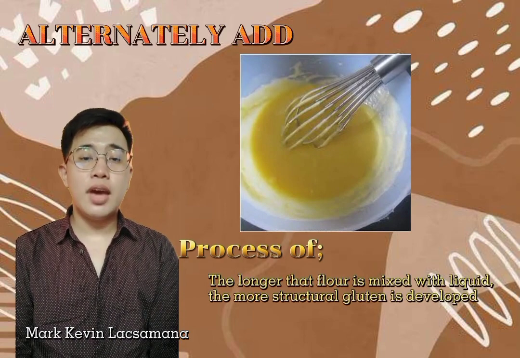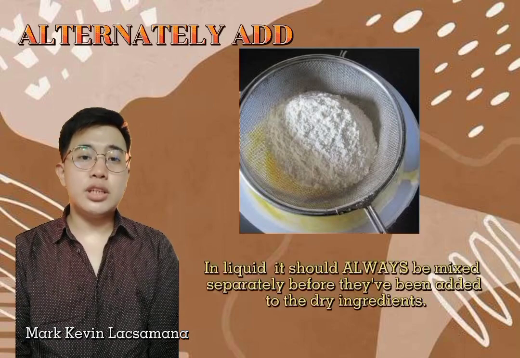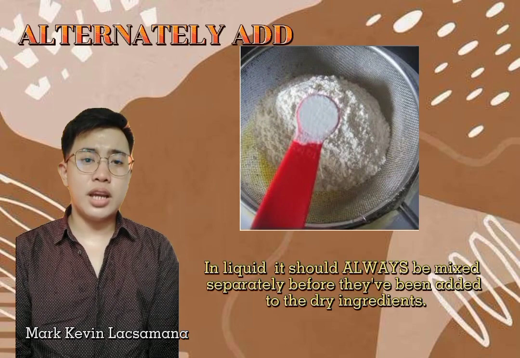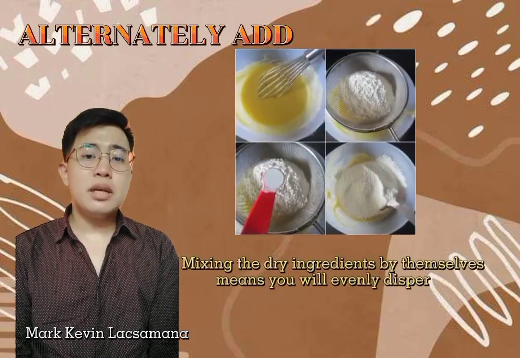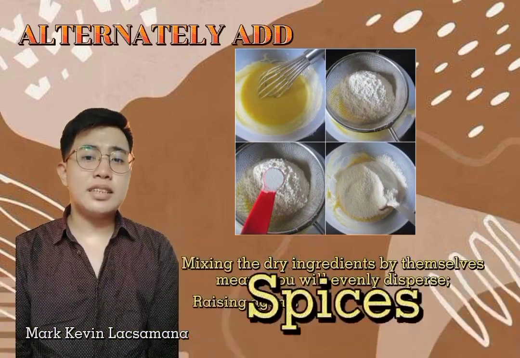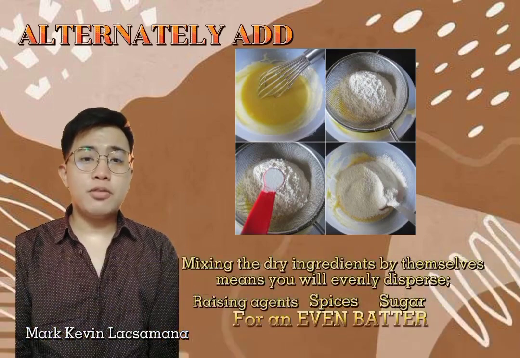Alternately add is very important in baking because the longer the flour is mixed with liquid, the more structural gluten is developed. And also, for example, liquid ingredients should always be mixed separately before they are added to the dry ingredients. And mixing the dry ingredients by themselves means you will eventually disperse the raising agents, spices, sugar, etc. throughout, which is important for an even batter.